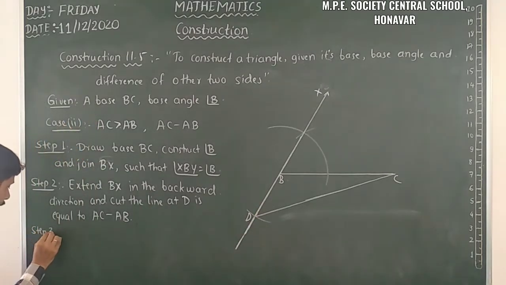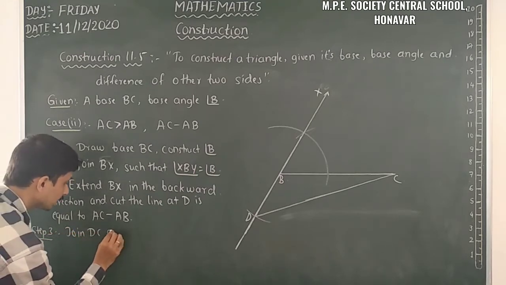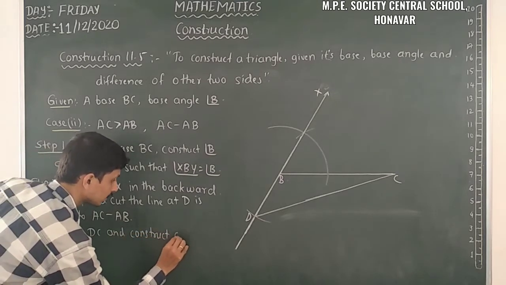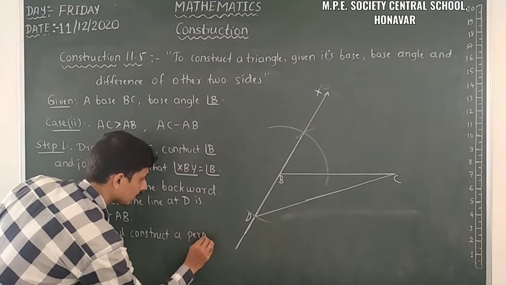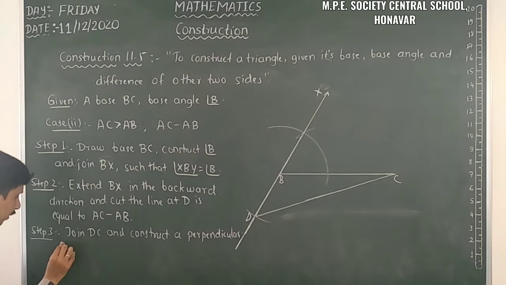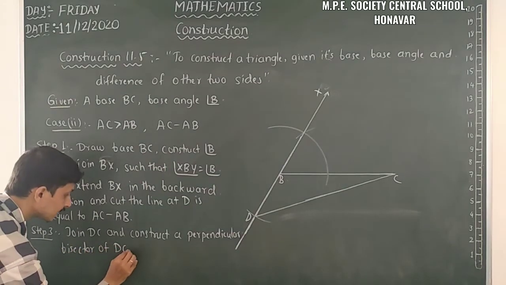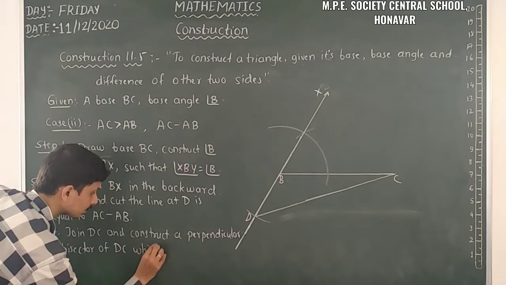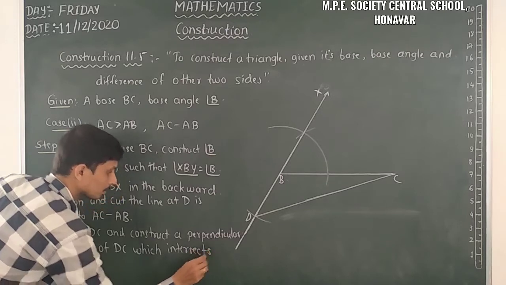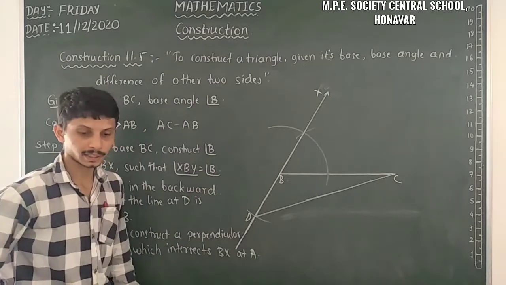It is same: join DC and construct a perpendicular bisector of DC which intersects BX at A.